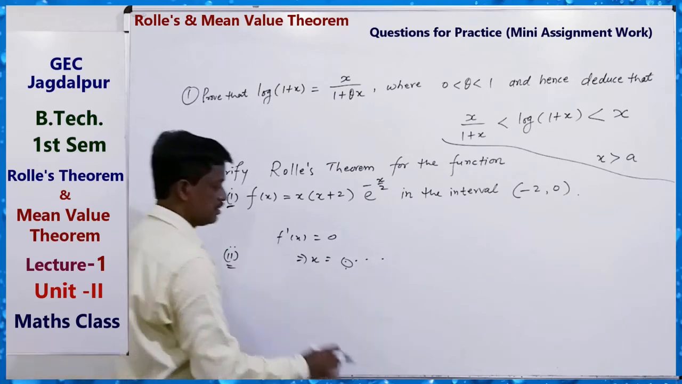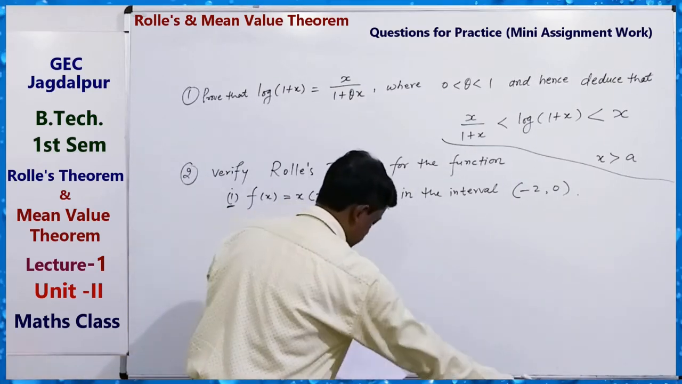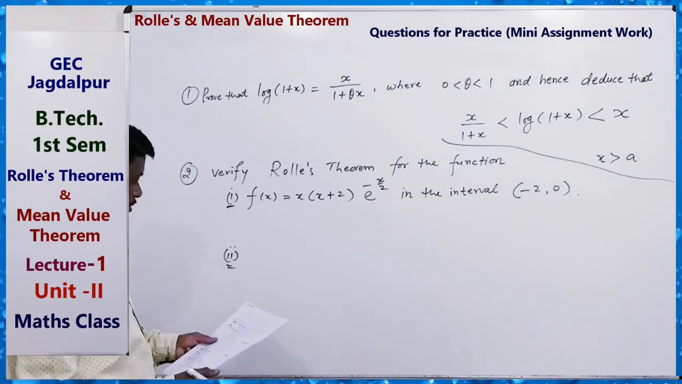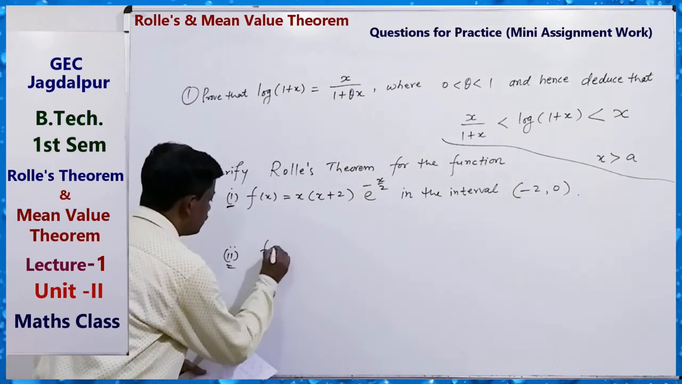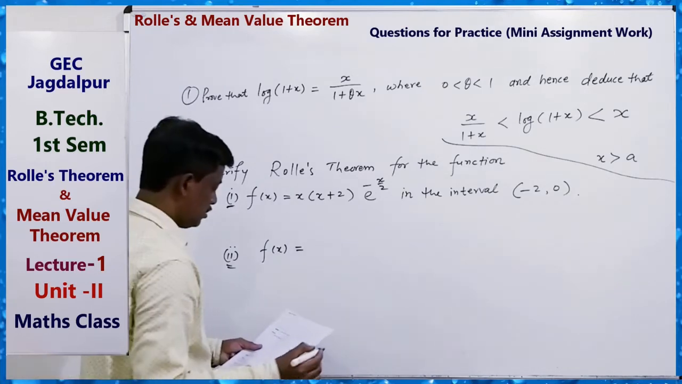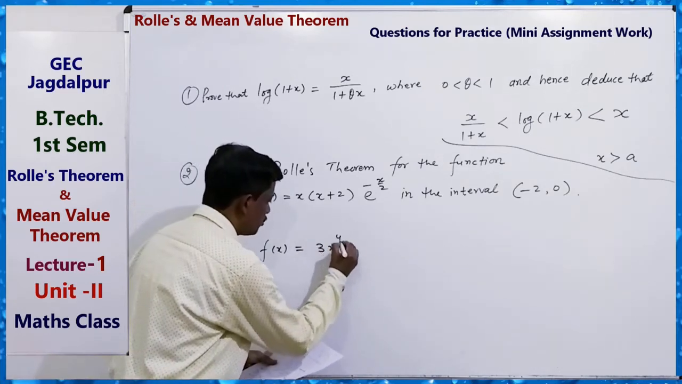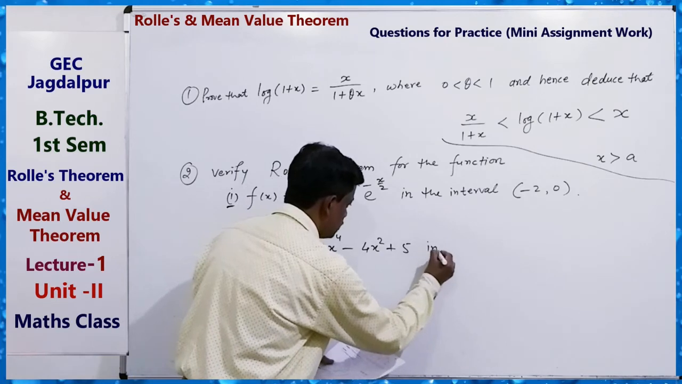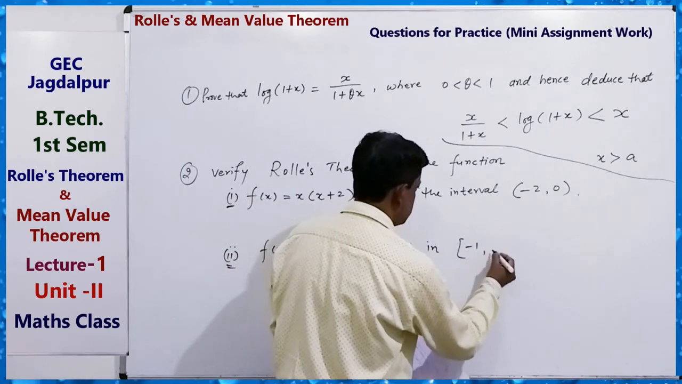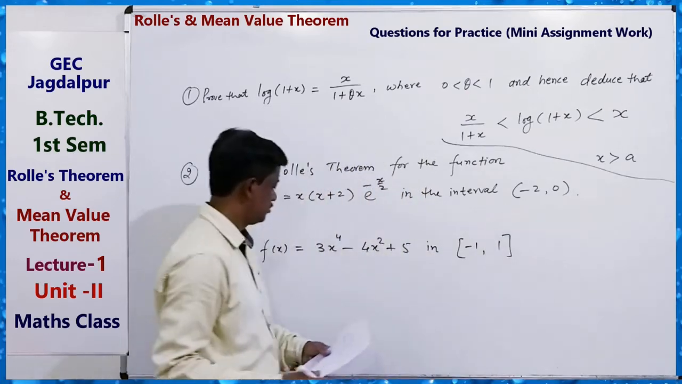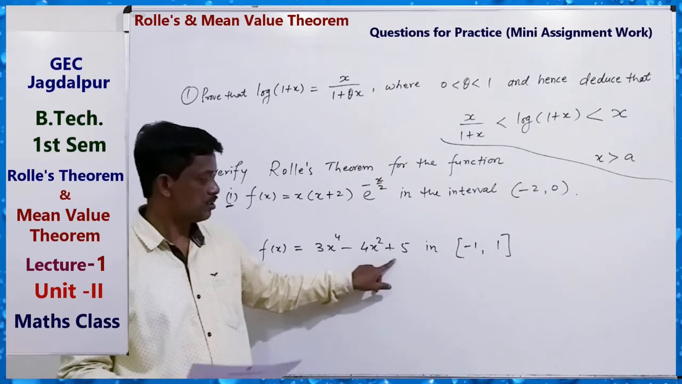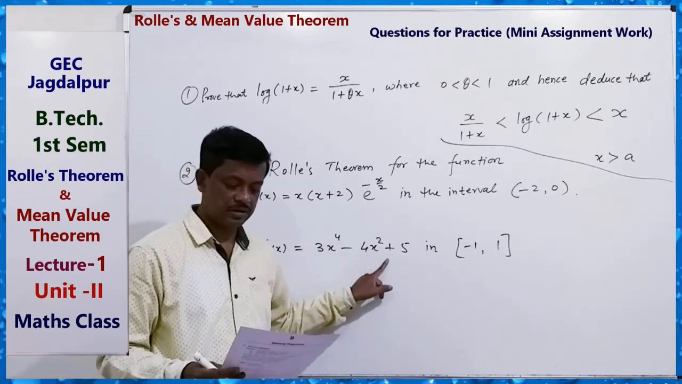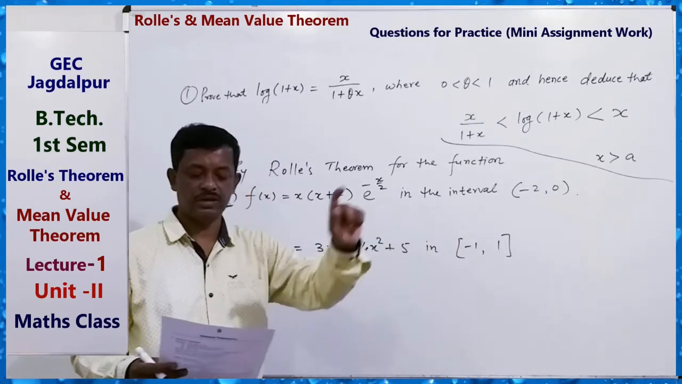There is a second function also. Verify Rolle's theorem for f(x) = 3x^4 - 4x^2 + 5 in the interval [-1, 1]. Verify Rolle's theorem for 3x to the power 4 minus 4x square plus 5 in the interval minus 1 to 1.